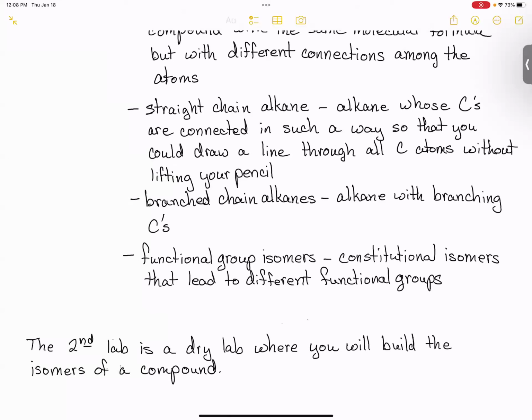The second lab that you will be doing is going to be a dry lab. And in that dry lab, we will actually build the isomers of a compound. Specifically, we will be taking an alkane, and we will build the different isomers associated with an alkane.